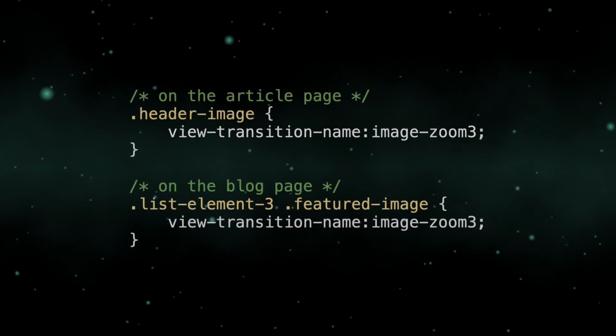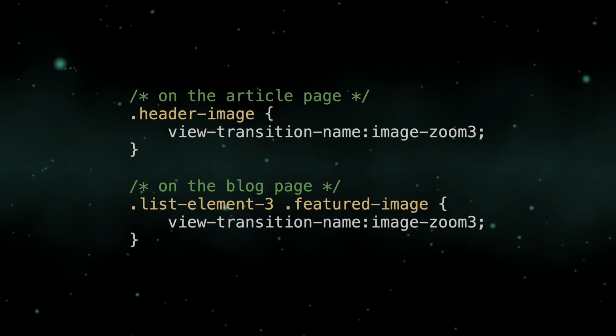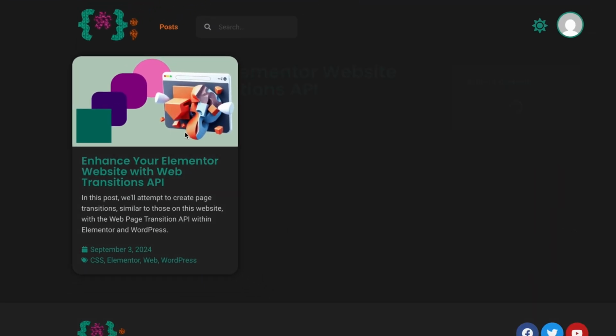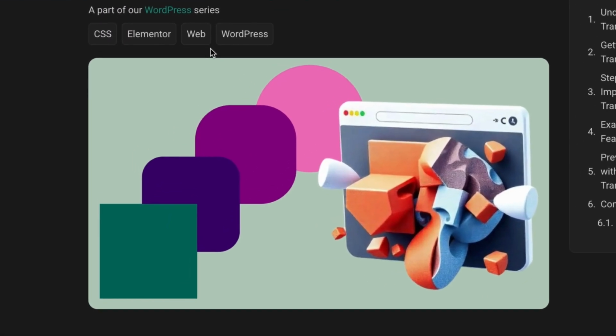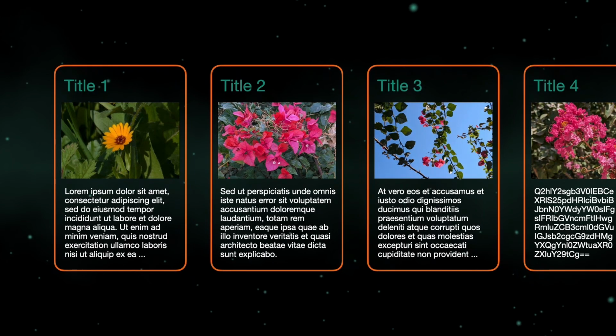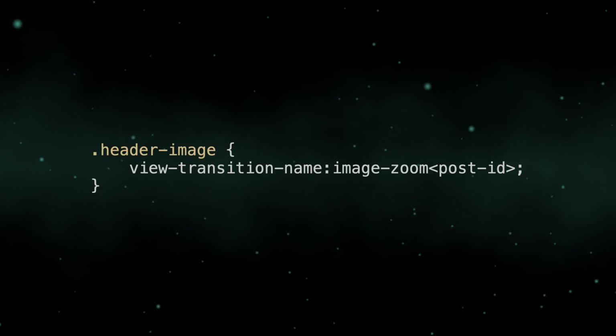You add the CSS property to both elements that you want to morph. For example, let's work with this featured image on the blog page postcard and the featured image in the post template. The trick is to make the view transition name unique. We can do that by using the post ID that WordPress automatically generates for all posts. But how do you embed that into your CSS?